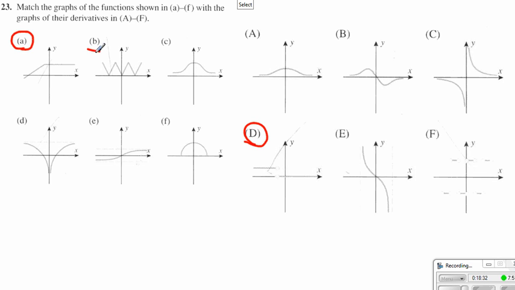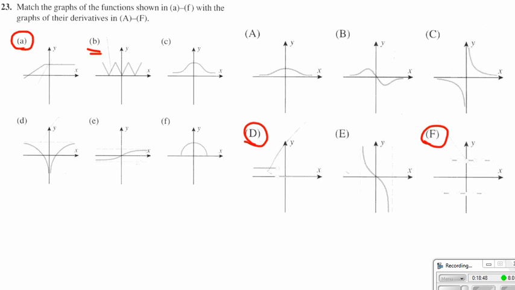How about next? B must be negative, positive, negative, positive, but the same value is repeating. The only thing that's possible would be choice F. Negative, positive, negative, constant value because it's linear, but changing its position.